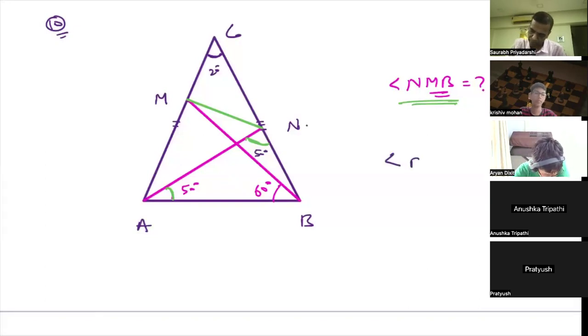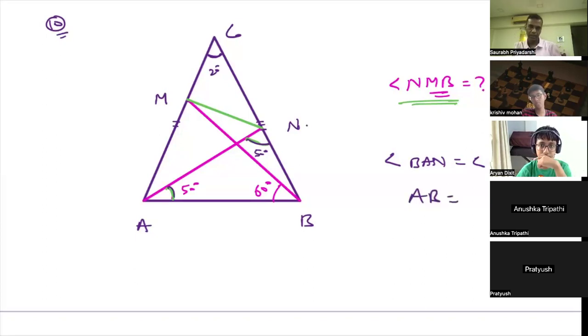Angle of BAN is equal to angle of BNA, right? These two are equal. What is the meaning of this? Directly I can reach that the length AB and this length NB are both the same, sir. Also MB equals MC, right?